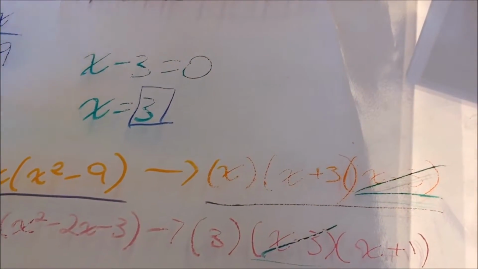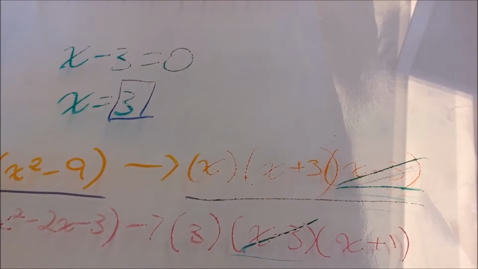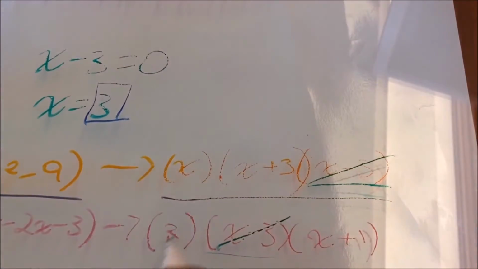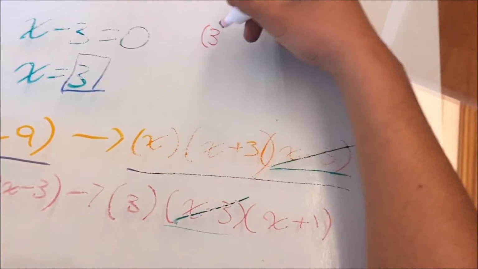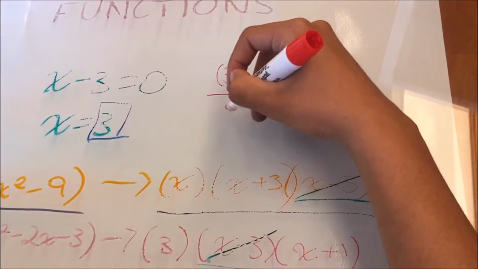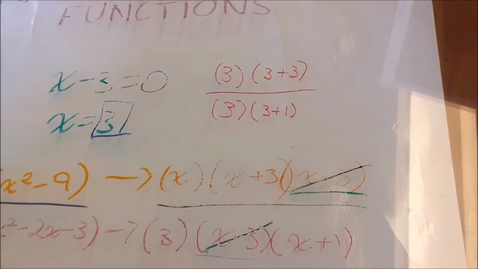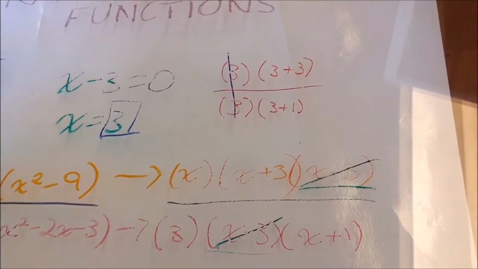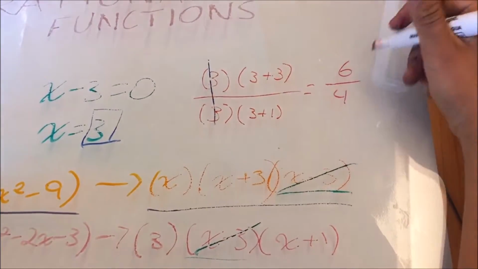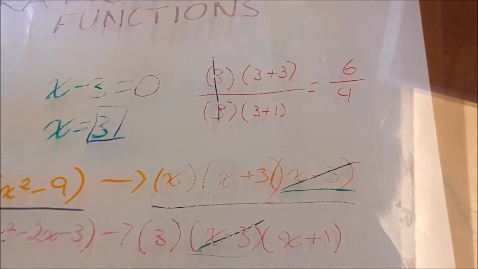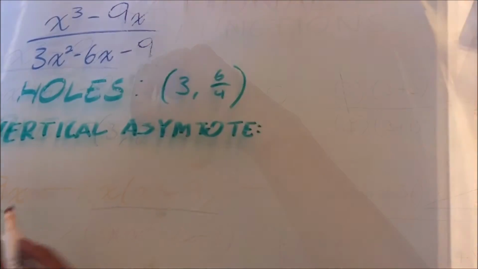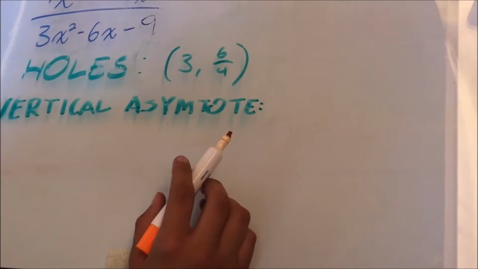To do so, we grab the value we got for x, so 3, and we plug it back into the simplified form of the equation. So we have 3 times 3 plus 3 over 3 times 3 plus 1. And we notice as well that here we can simplify by 3, so we end up with 6 over 4. And this will be our y coordinate. So our hole is at (3, 6/4). So now we continue by getting the vertical asymptote.